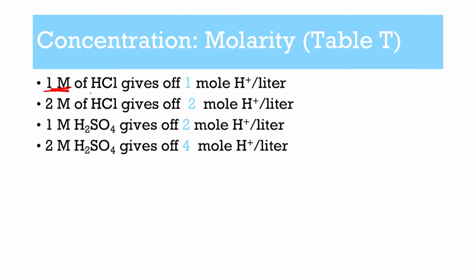If we have 1 molar of HCl, think of it like this: you have one HCl molecule. Again, not totally accurate, but the way to think about it is you have one HCl, so you get 1 mole of H plus released. If you have 2 HCls, you get 2 H plus released, because you have 2 things that each release 1.